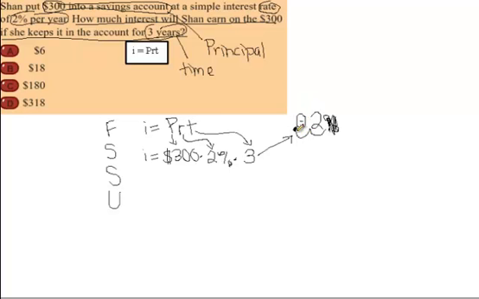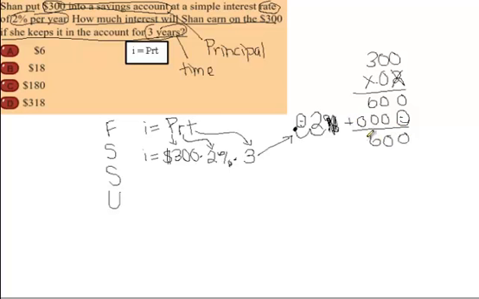So now, what you really are doing is taking 300 times 0.02 times 3. So let's do that going from left to right like the order of operations says. 300 times 0.02. 2 times 0 is 0. 2 times 0 is 0. 2 times 3 is 6. We got 0 times 0. Look at this. It's a whole bunch of zeros, people. Add that up. This is a pretty simple multiplication problem.